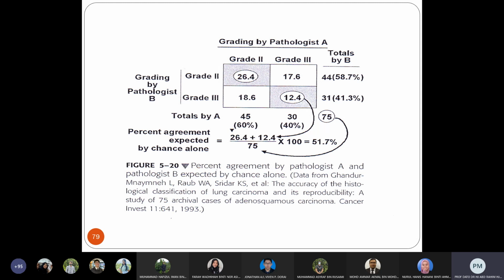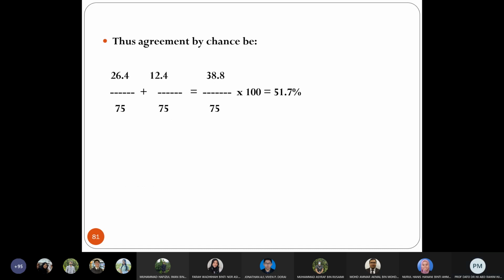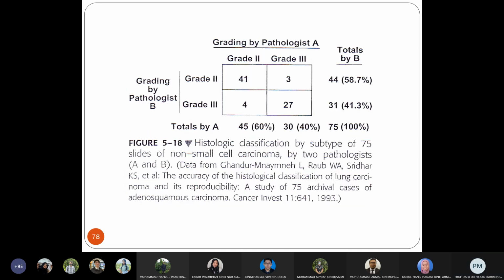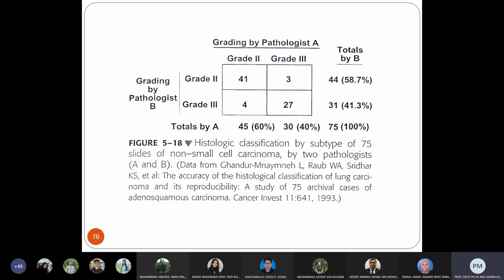It's not easy. That's why I said I hope you have read earlier. But this is the explanation, don't worry, you can go through it later. What I want to show is the agreement by chance, because in the formula here, we have to use the percentage of agreement observed minus agreement by chance, over 100% minus agreement by chance. So we have to have that number.